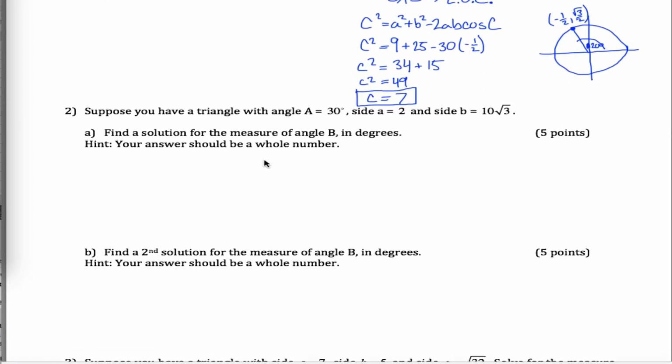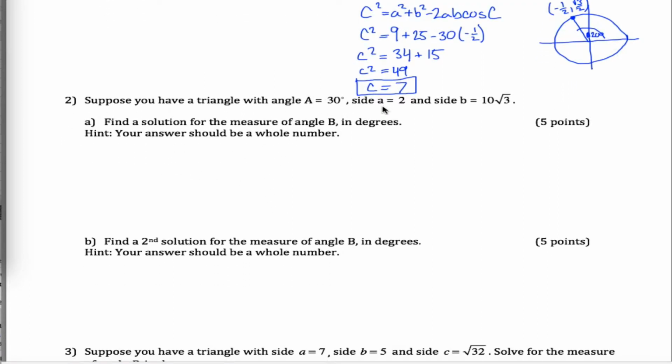Number 2 says you got a triangle. Angle A is 30 degrees. Side A is length 2, and side B has length 10 root 3. And it wants you to find a solution for the measure of angle B. Well, in this case, I have 2 sides and an angle. And the important fact is that angle is not in between the 2 sides.